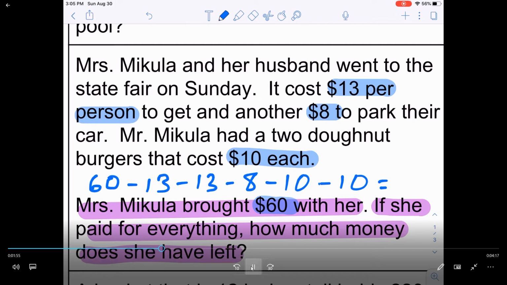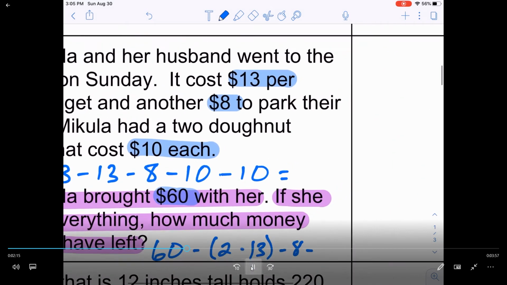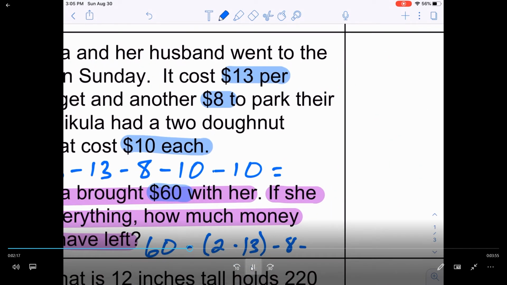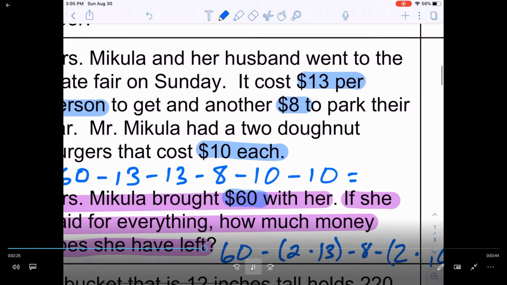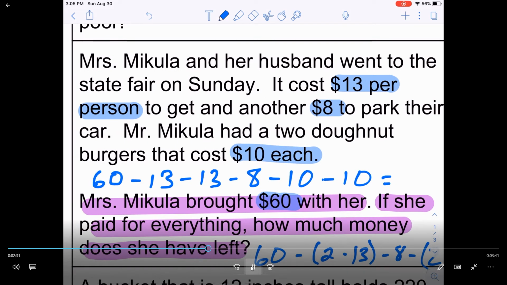There are other ways to do this problem. Some of you might have done this problem going 60 minus, in parentheses, 2 times 13, minus 8 minus 2 times 10, which will get you the exact same answer. There's other ways to do it, but we're going to focus on this way. I think it's the easiest.